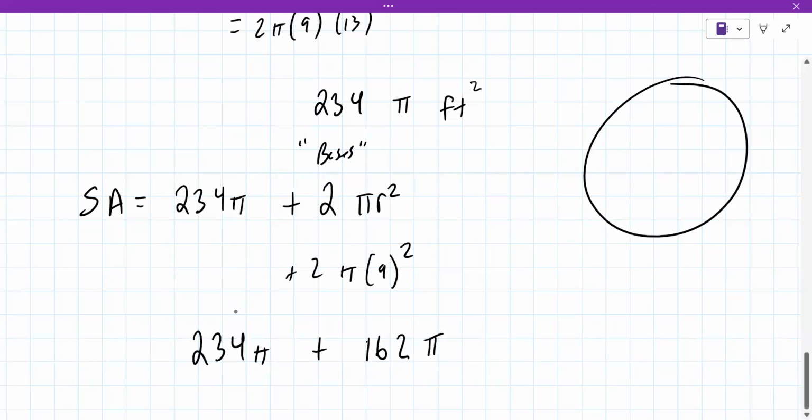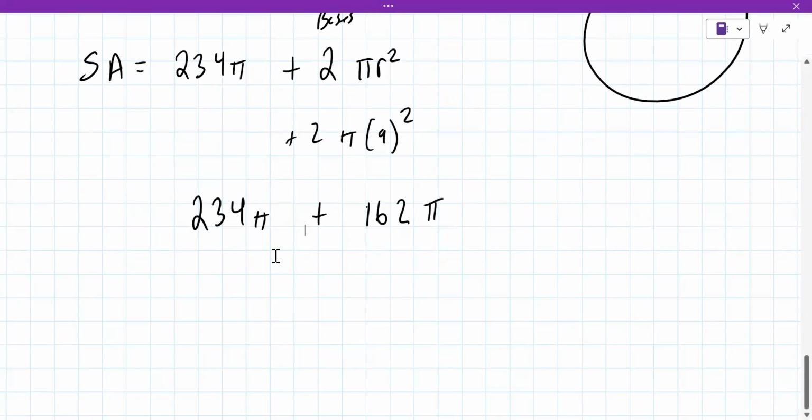234 pi plus 162 pi. You add the numbers together without the pi. The pi is part of the answer. What is 234 plus 162? Not times, adding. Plus. 396 pi. Feet to what power? What are the units of surface area? Feet squared. Good.